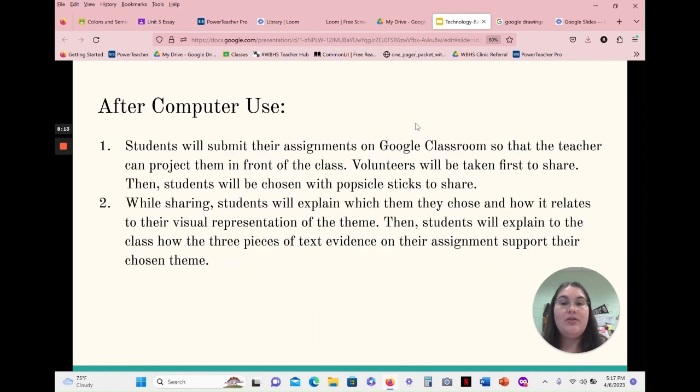Now, finally, after computer use, students will have to submit their assignments, and then students will present their one-pagers to the class. I would start with volunteers, but from there I'm pulling sticks. While sharing, students need to explain why they chose the theme and how it relates to the visual representation they made on their one-pagers. Then students would explain to the class how their 3 pieces of evidence support their chosen theme.